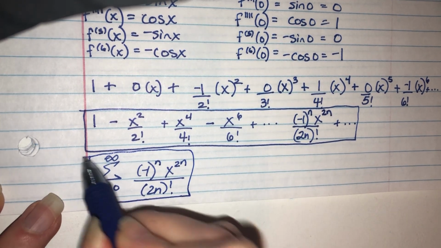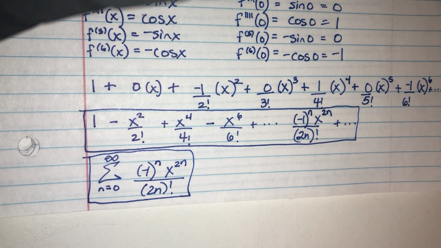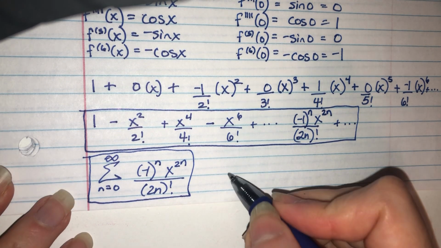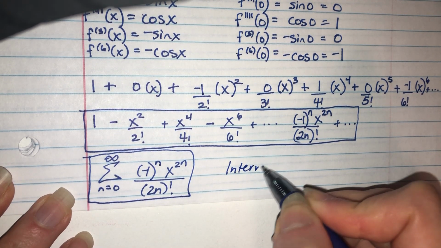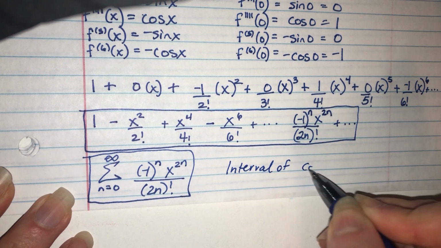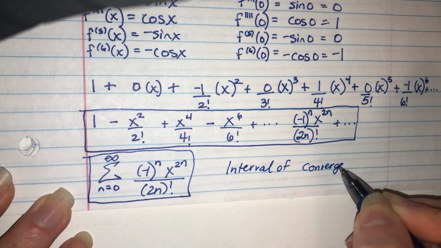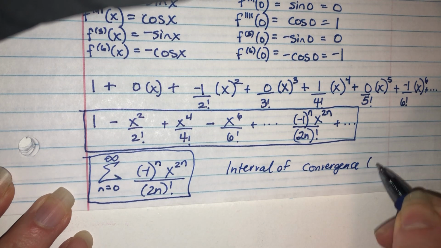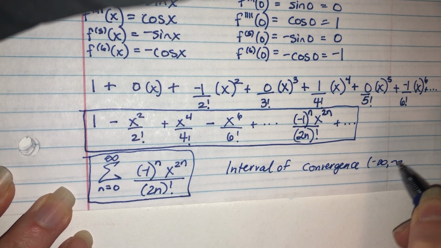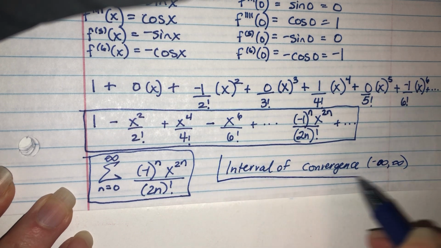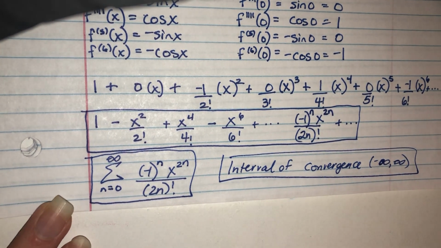And now let's talk about the interval of convergence. I'm not going to go through all the work for this. You're certainly welcome to do that on your own if you'd like. But the interval of convergence is from -infinity to +infinity. So for all real values of x, this series converges.